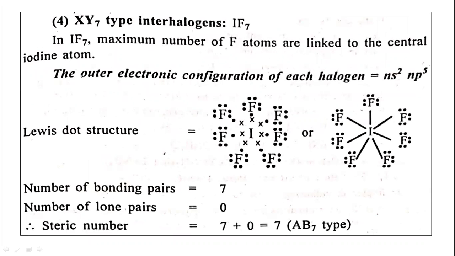Let us now discuss the last type of interhalogen compound, the XY7 type of interhalogen compounds. So let us represent the Lewis dot structure.